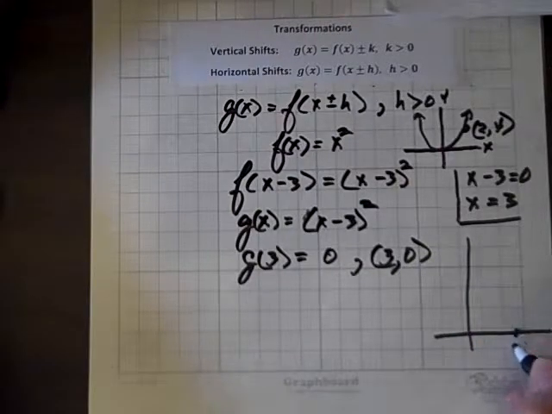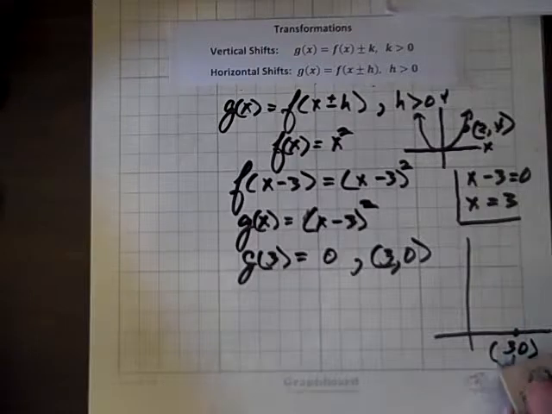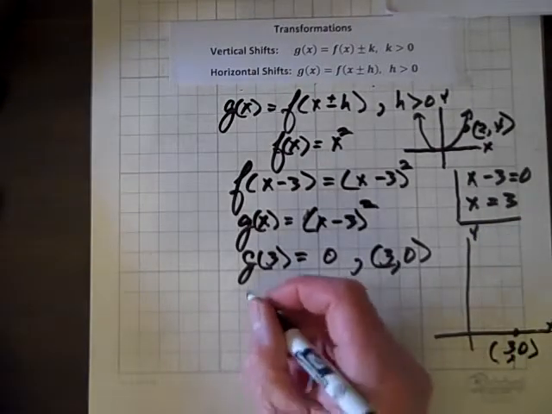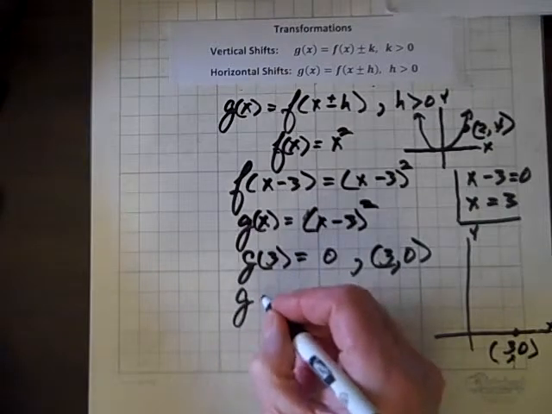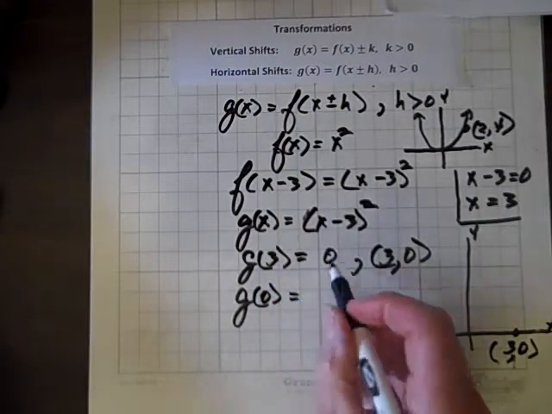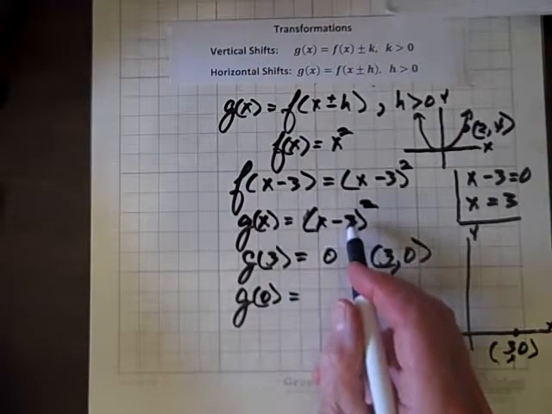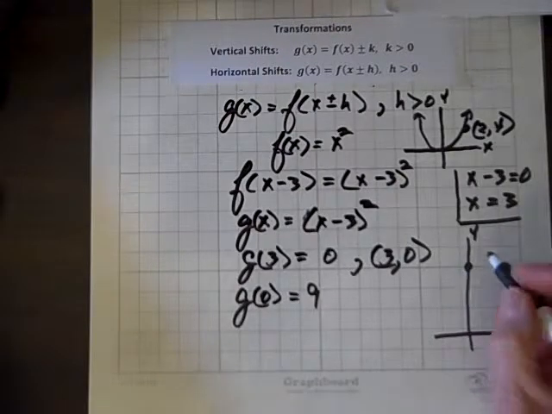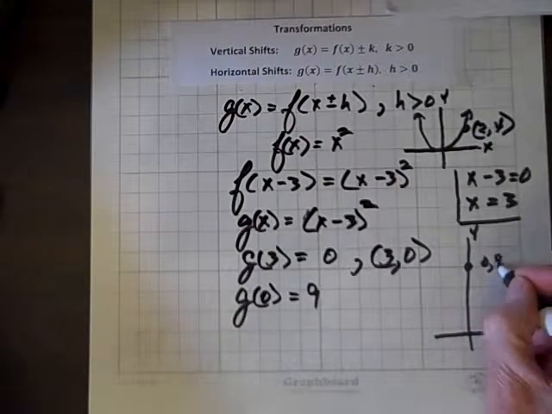Now let's graph this. And we'll go over 3 units. Here we are at 3, 0. Also, let's find the y-intercept since we're at it. So we will evaluate g of 0. And what we get is, let's see, 0 minus 3, when we square that, we get a 9. So the y-intercept is at 0, 9.